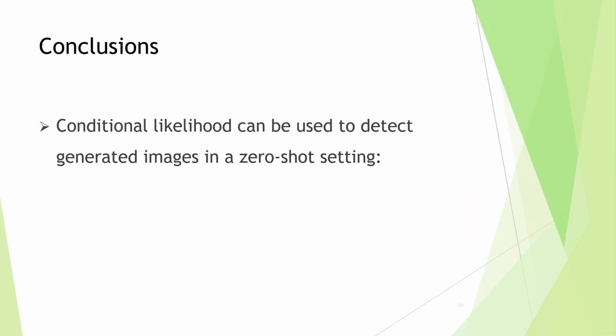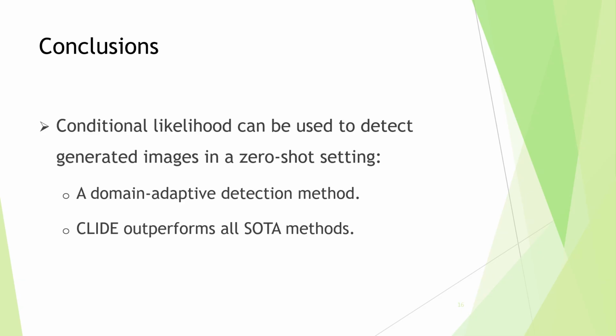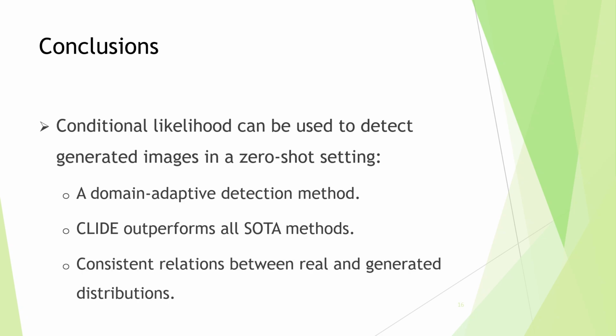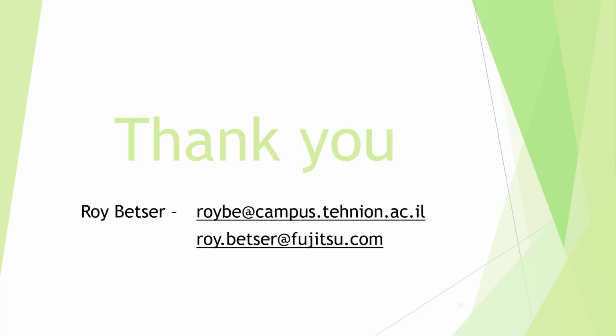To conclude, we show that conditional likelihood can be used to detect AI-generated images in a zero-shot setting. Our method is domain-adaptive, requires only real images for calibration, and does not rely on access to any generated data. It outperforms existing state-of-the-art zero-shot methods in both a general image domain and in specific domains. It also exhibits consistent separation behavior across domains and generators. We believe this makes it a promising direction for robust and practical generated image detection.